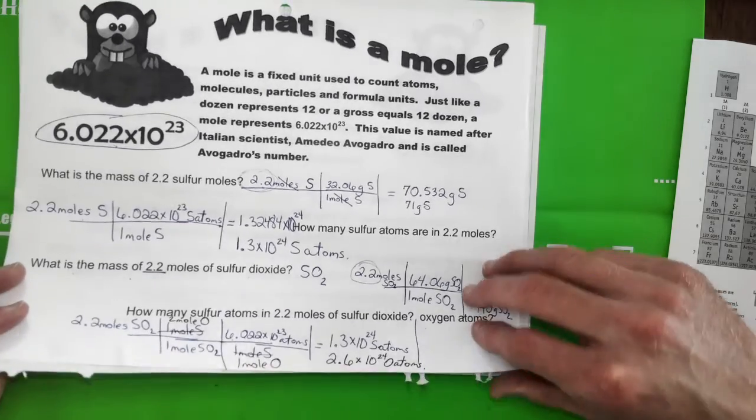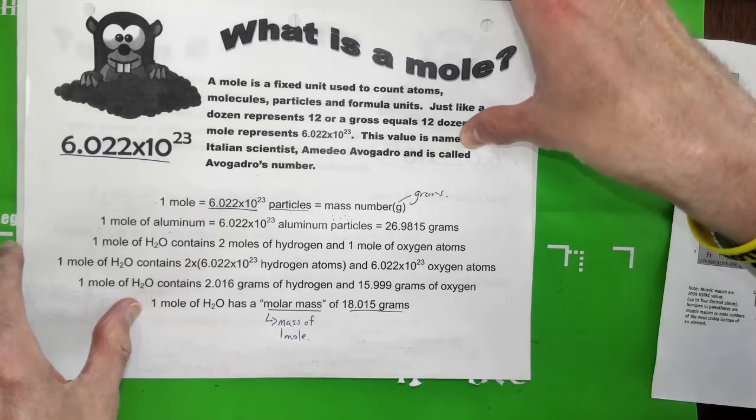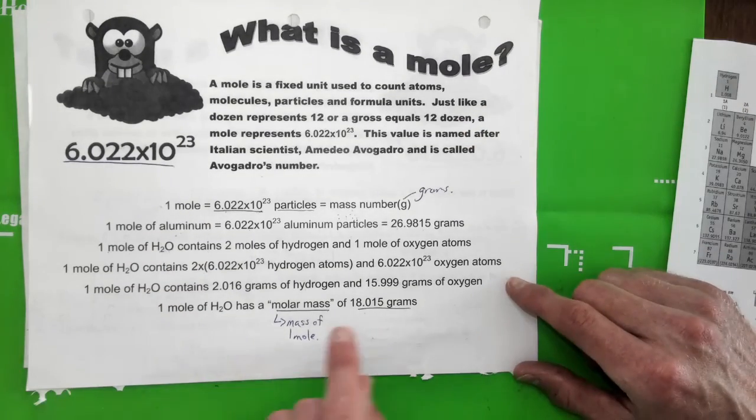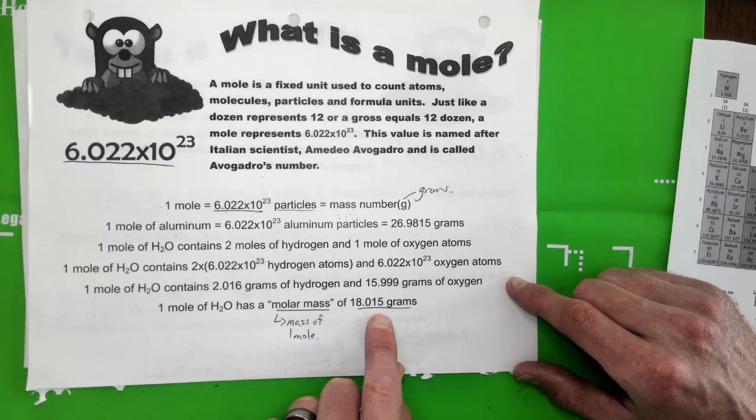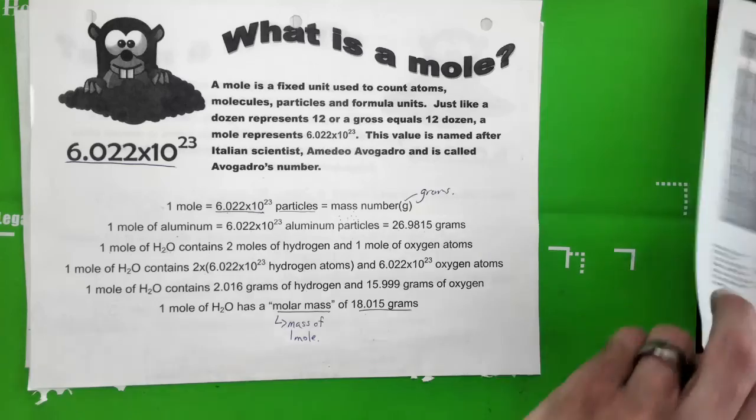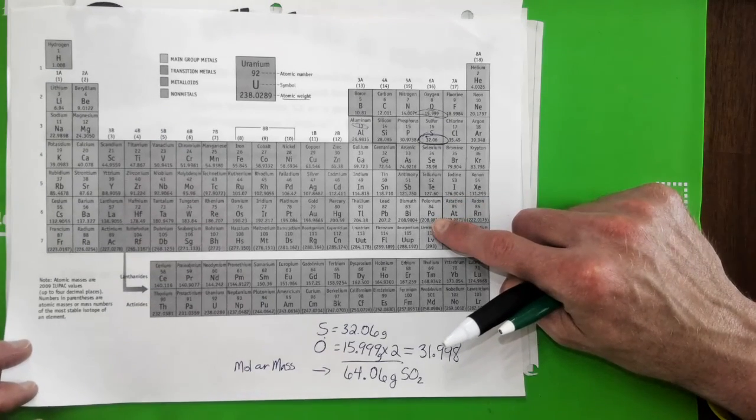So again, a mole is a way to count atoms or count molecules, and then we can take that count and we can convert it to grams, so we know how heavy it is by using the mass numbers from the periodic table, which we often call molar masses.